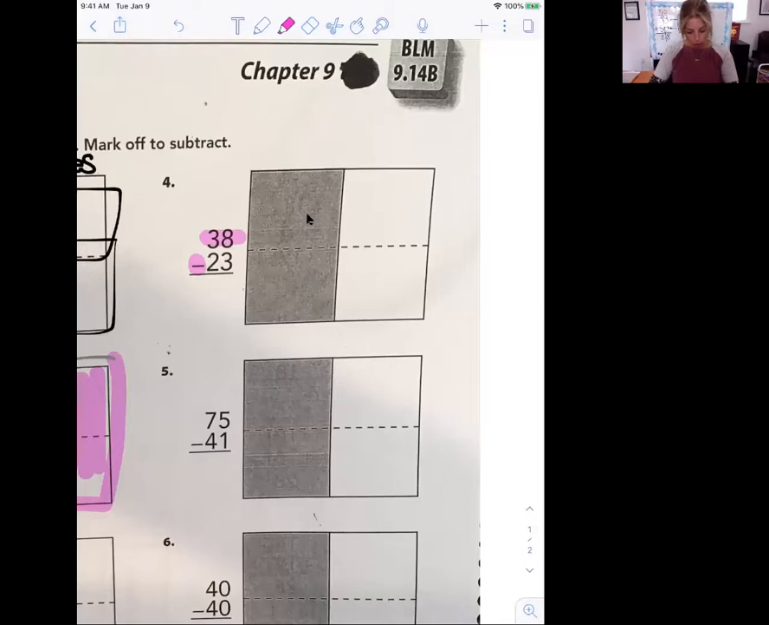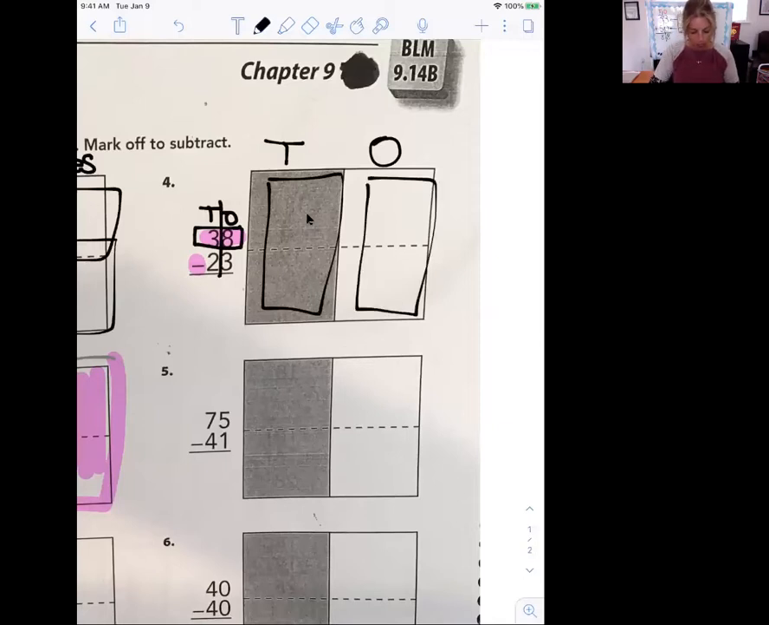So you're going to draw this top number. Here's your tens and here's your ones. You're only drawing this top number. Okay, so you're going to draw how many tens right here. You're going to draw your cups of tens, and then you're going to draw your ones right here. Go ahead and pause your video and come back after you finish drawing.